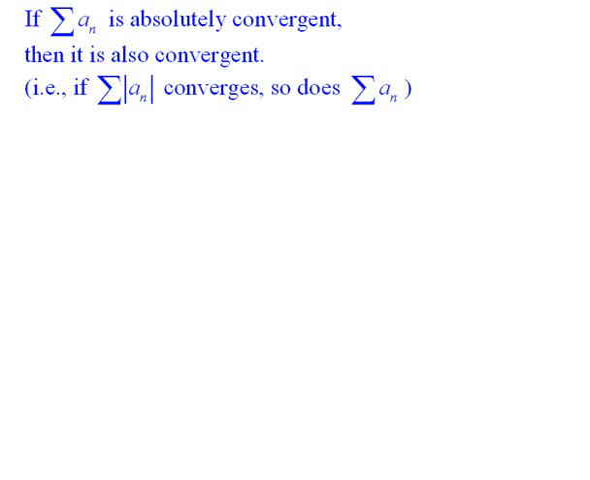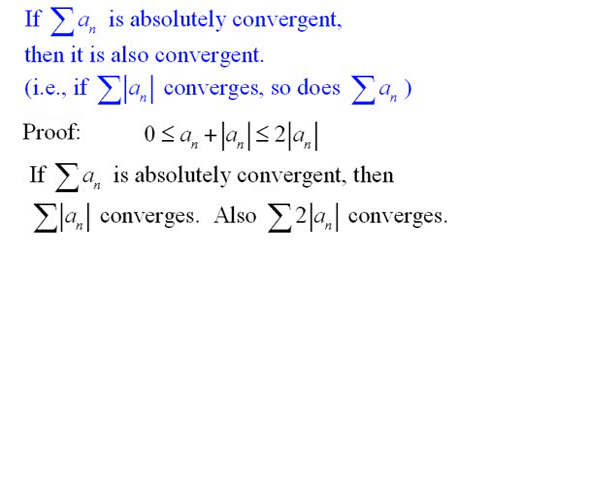If a series with terms a sub n is absolutely convergent, then it is also convergent. Here's a quick proof. First, if I add any term to its absolute value, the result will either be 0 if a sub n is negative, or 2 times the absolute value of a sub n if a sub n is positive.